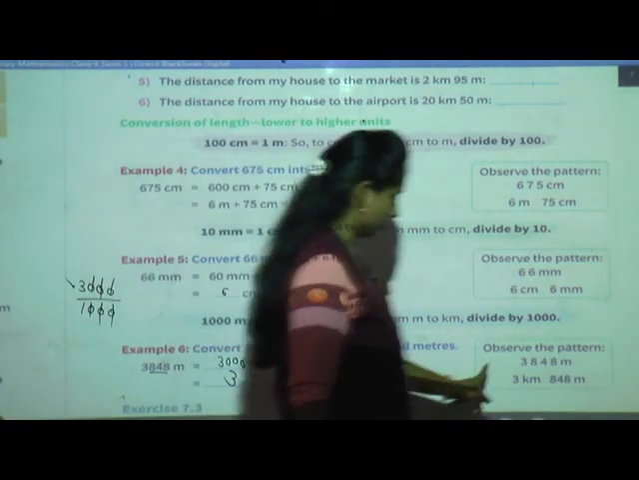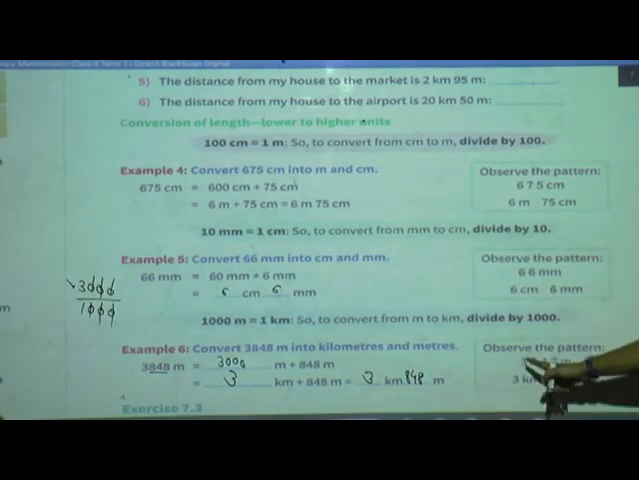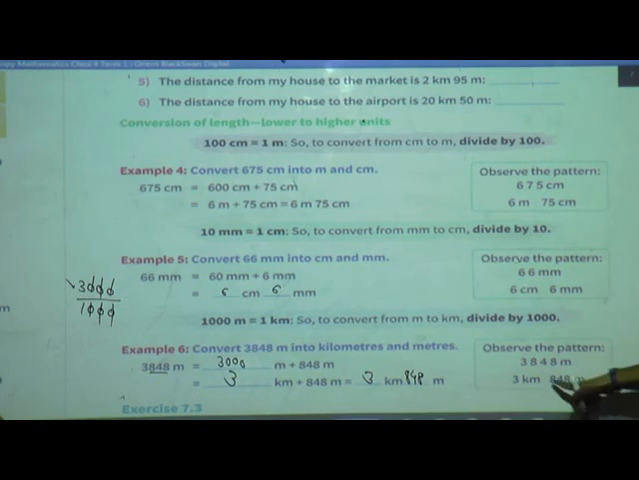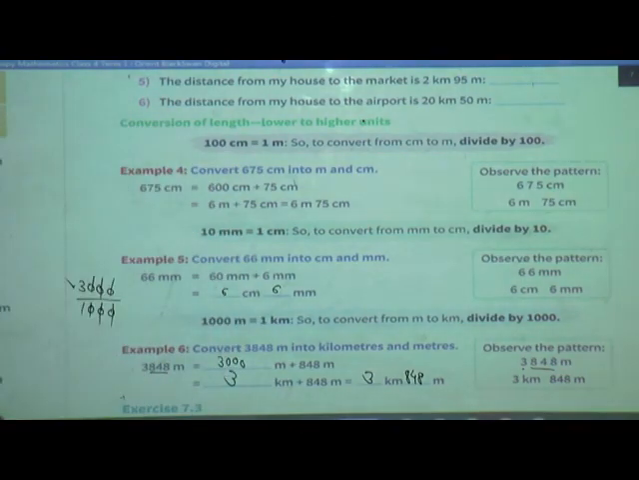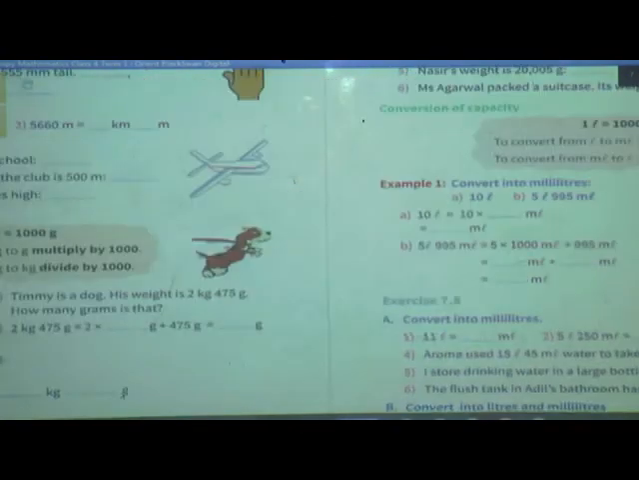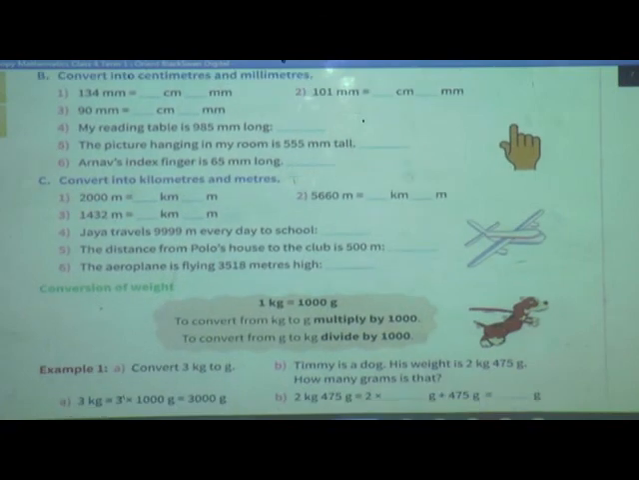You can observe the pattern also. See here, observe the pattern. 3848 meter. How can we convert into kilometer and meter? The last 3 digits are meter, and the first digit 3 is directly kilometer. Okay, when there are 4 digits only. Now we'll move to the next.